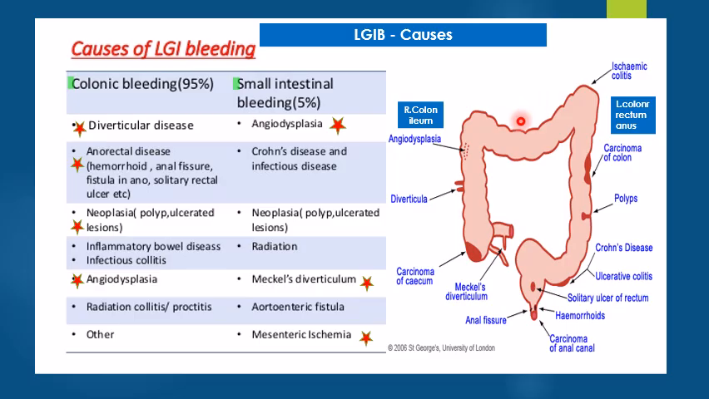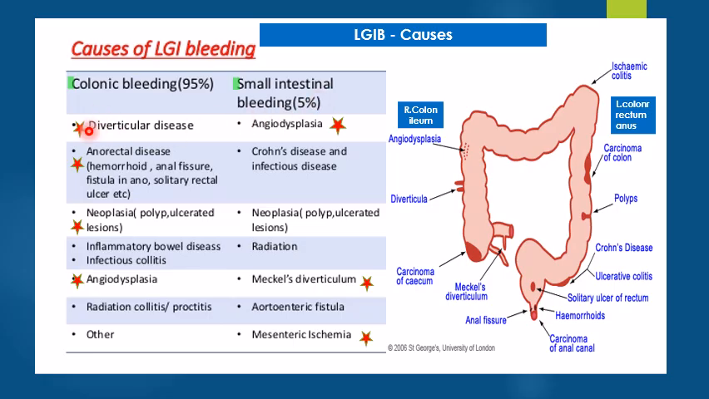What are the causes of lower GI bleed? This chart here shows you the various causes. 95% of the causes are from the colon. Colonic bleeding accounts for 95%, and bleeding from the small intestine only accounts for 5%.